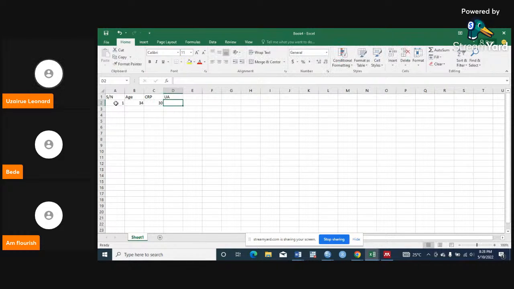Let's say uric acid was 3.56. I'm just assuming. So the second patient, let's say this one was 29 years old. The C-reactive protein was 56. The uric acid was 2.90. Just like that. Are you following? So this is how you generate your data.